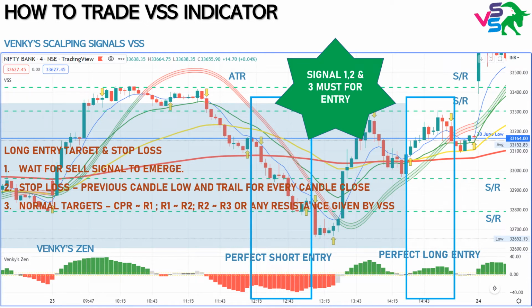Long entry target and stop loss. Wait for the sell signal to emerge. Stop loss is the previous candle low, and trail it for every candle close. Normal targets are CPR R1, R1 to R2, R2 to R3, or any resistance given by VSS.